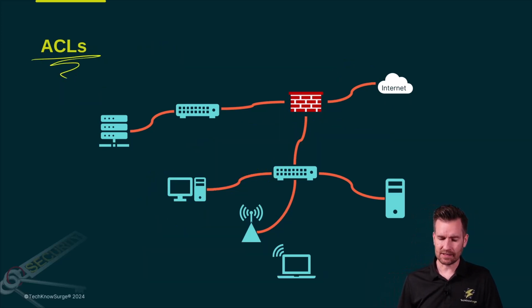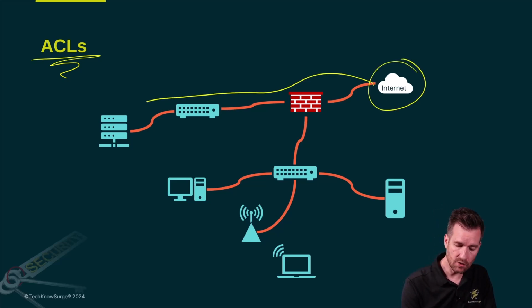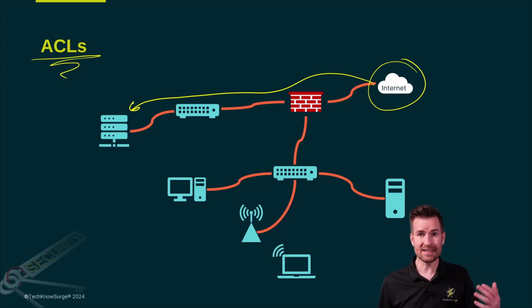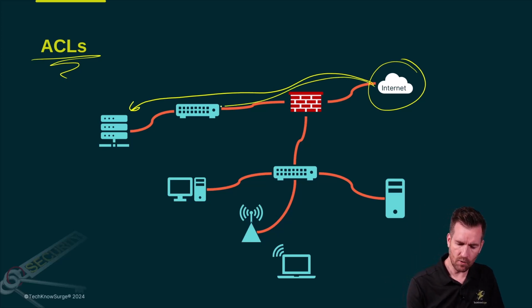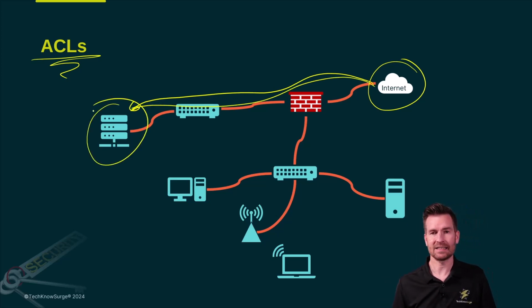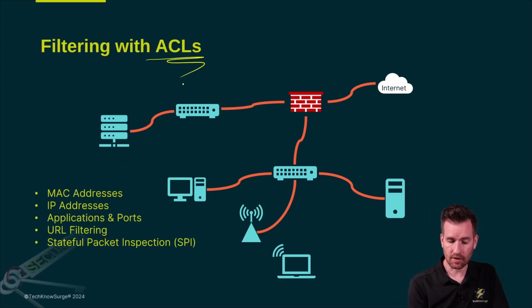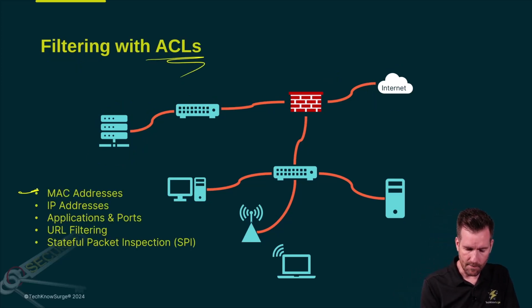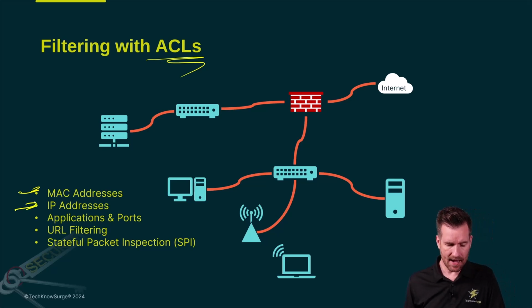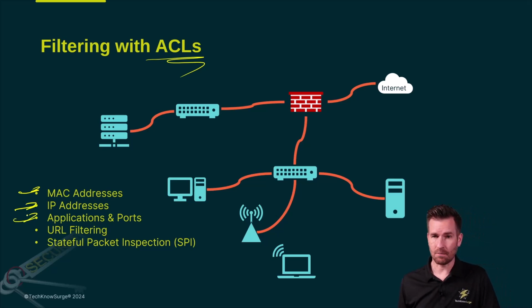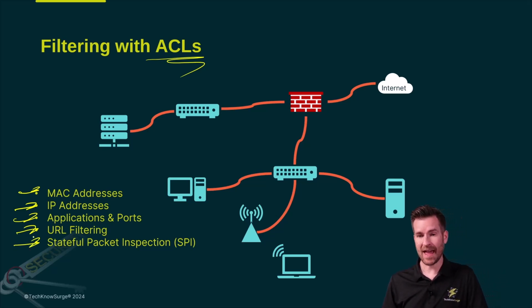You might have an access control list that says, allow people from the internet to get to our web servers. So that's another exception that traffic would be allowed, because we want people to access our web servers. And that's what an ACL allows us to do: create rules that would allow that type of traffic. There are several ways that an ACL could filter. It could do it off of a MAC address, an IP address, applications and ports, URL filtering, or stateful packet inspection.